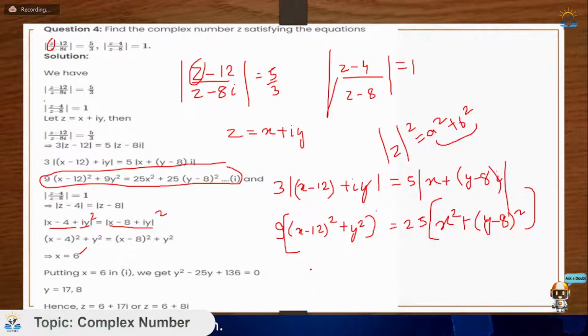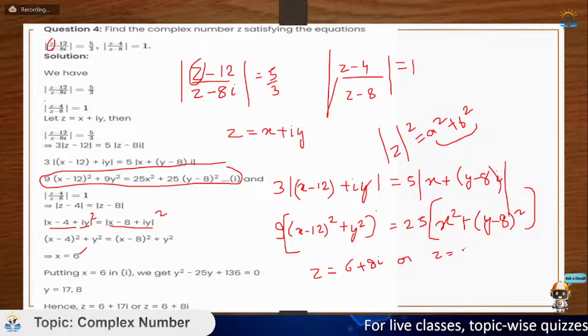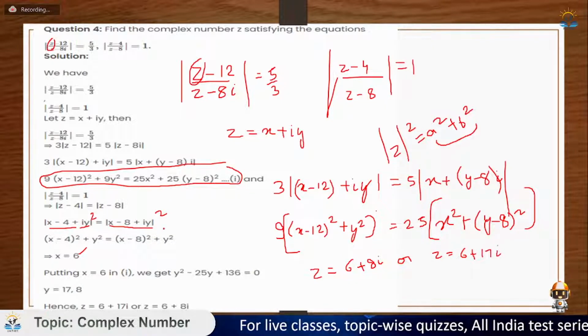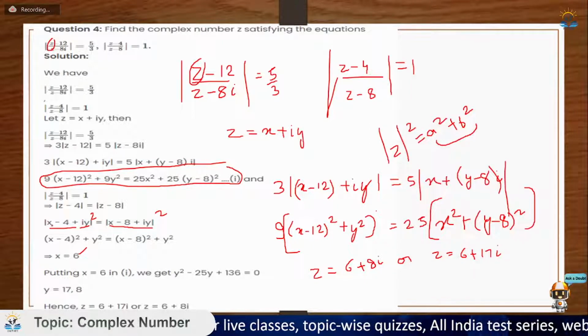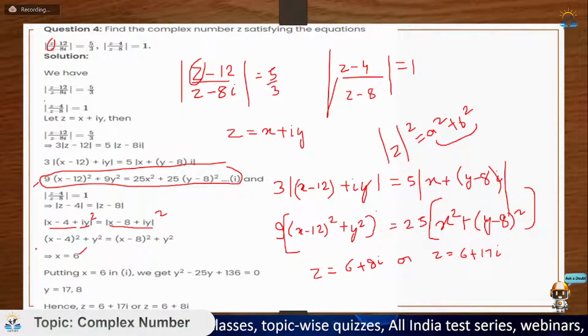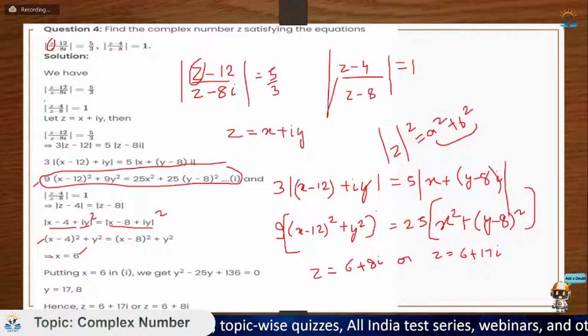That is, you will get the final z to be equal to either 6 plus 8 iota or z is equal to 6 plus 17 iota. Both the answers are correct. You have to just solve for these two equations. Two equations, two variables can be easily solved, and then you can calculate the values of x and y.